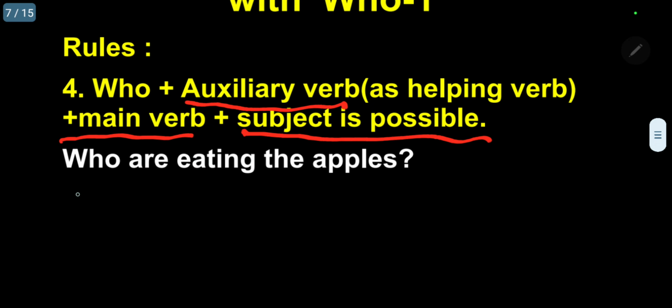So now I am using here: who are eating the apples. I have written she is eating an apple. Here I am asking a question, who are eating the apple?